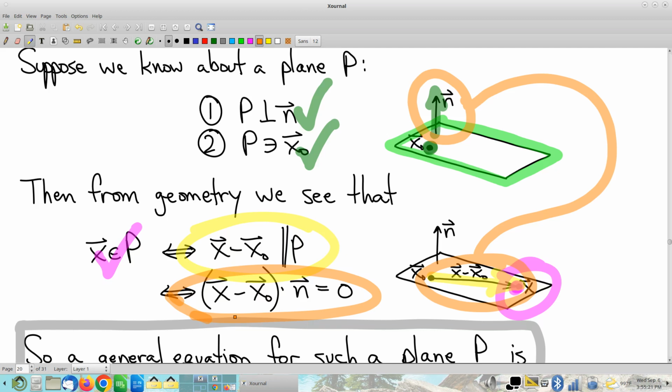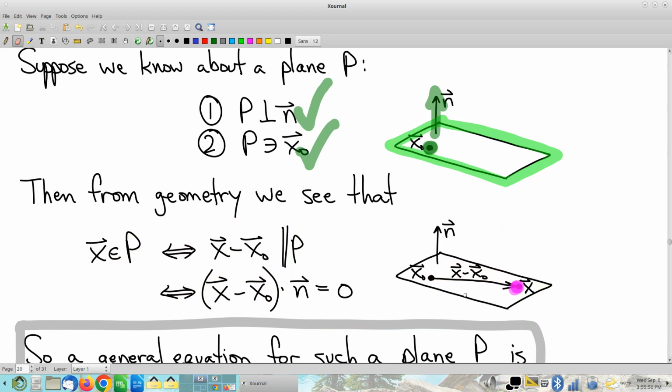So this equation right here, keep in mind an equation is a test. Given an n, given an x0, this equation is something where I can plug in an x and see if the equation works or doesn't work. If the equation works, then the point is in the plane per my picture here. Everybody all right? Okay.